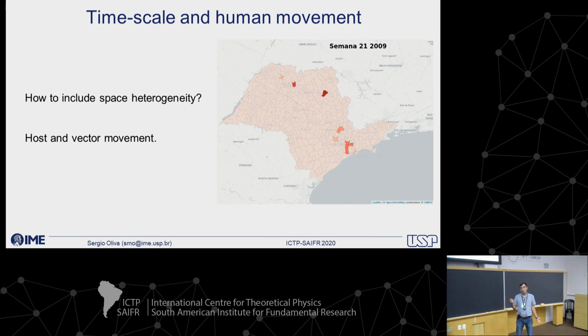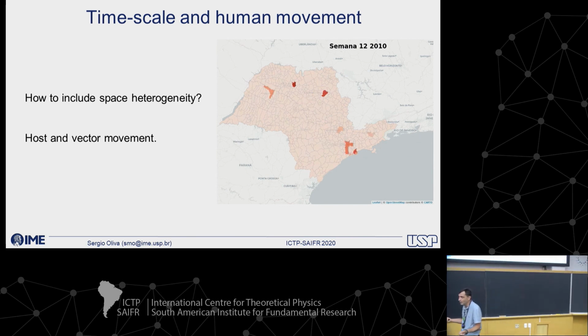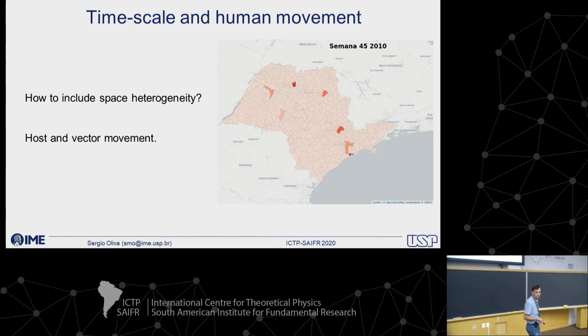The basic hypothesis here is that the mosquitoes are more or less local dynamics. They don't fly this distance in one day. So what is spreading is actually the humans that are spreading. That's a basic hypothesis that we use.